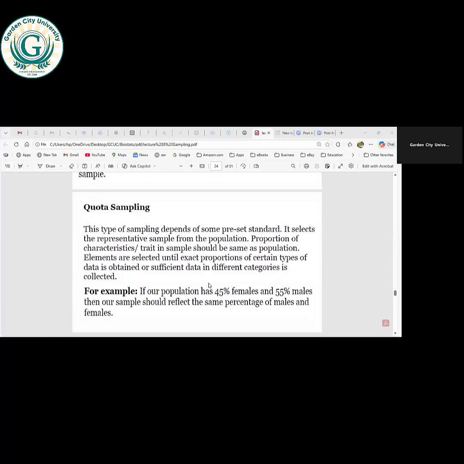Now the next one is what we call the quota sampling technique. For the quota sampling technique, that one too is very simple. Here, the researcher will only select based on certain characteristics in the population. So those characteristics will influence how he does his selection.